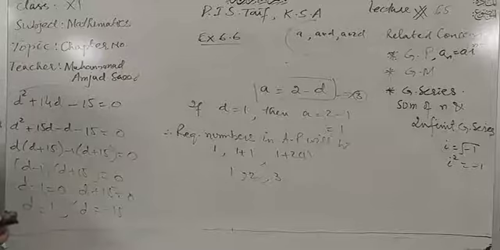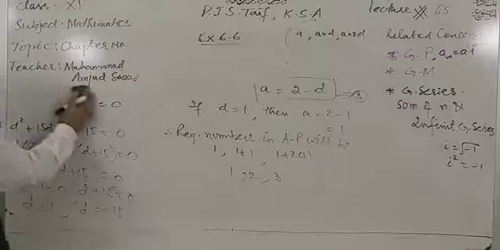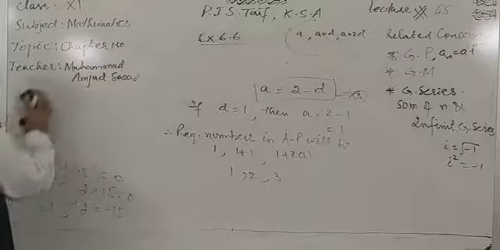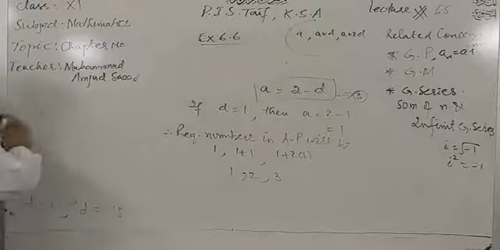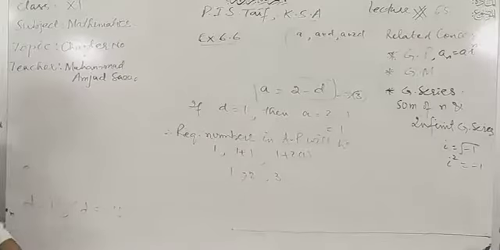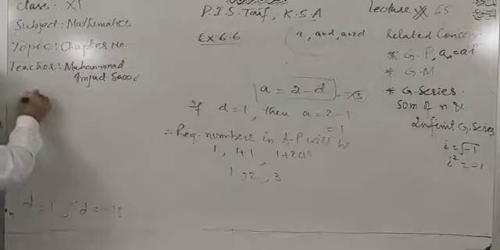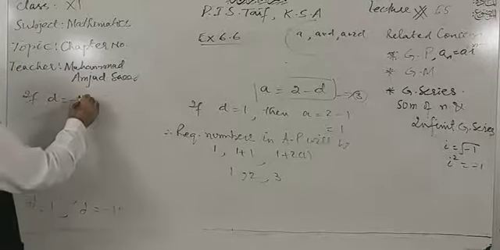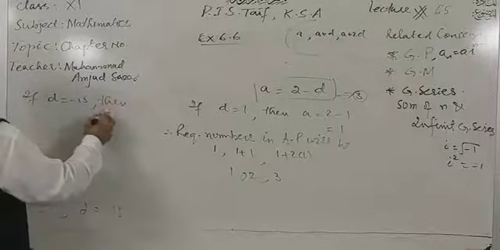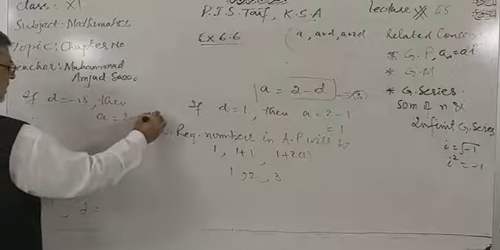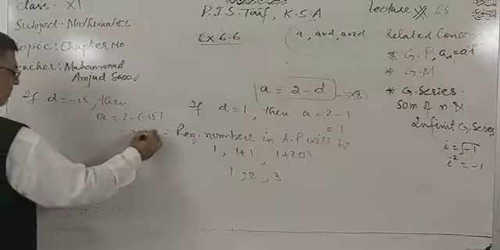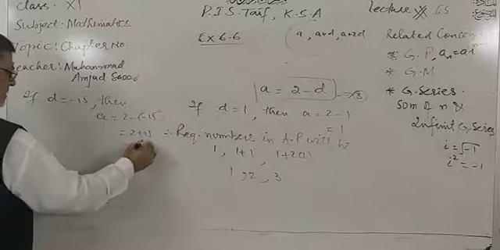And after that, we have, if D is equal to minus 15, then A is equal to 2 minus into minus 15, 2 plus 15, that is 17.